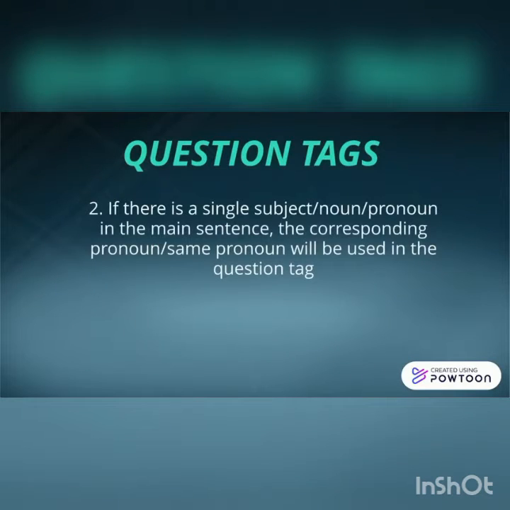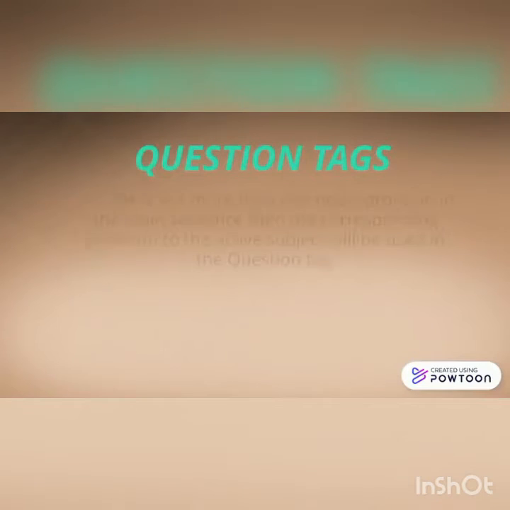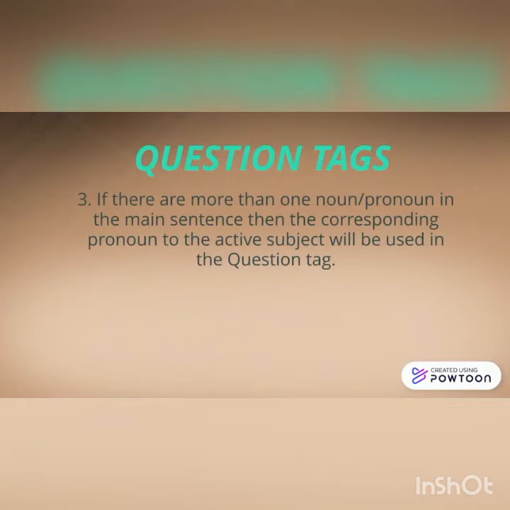If there is a single subject, noun or pronoun in the main sentence, the corresponding pronoun or same pronoun will be used in the question tag. For example, you're coming with us, aren't you? Number 3. If there is more than one noun or pronoun in the main sentence, then the corresponding pronoun to the active subject will be used in the tag question. For example, you won't refuse me, will you?